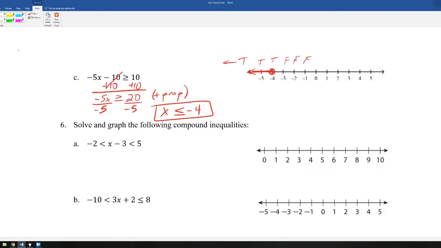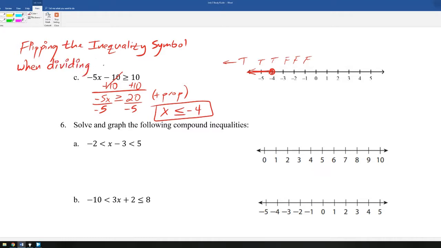So remember, flipping the inequality symbol when dividing both sides by a negative.